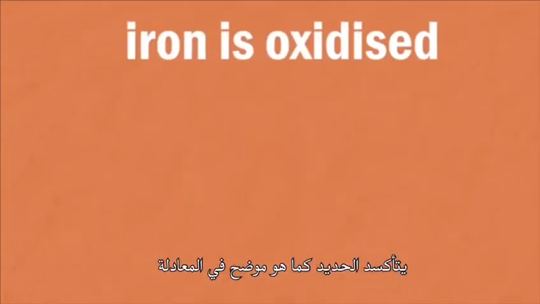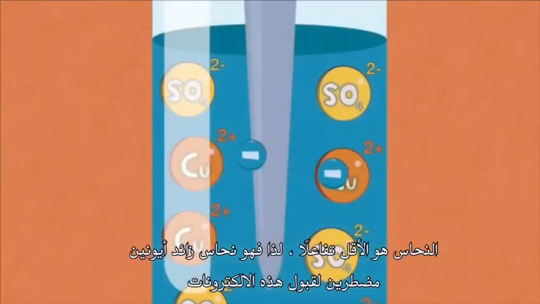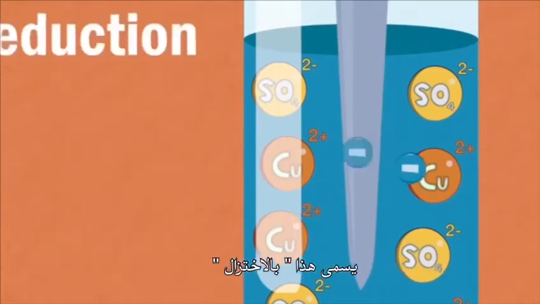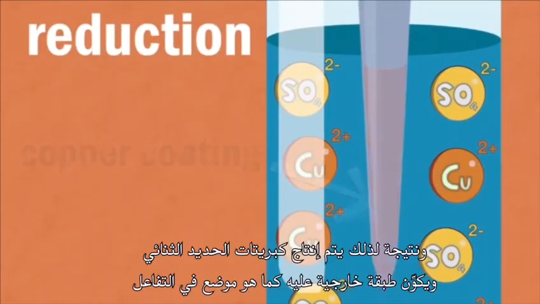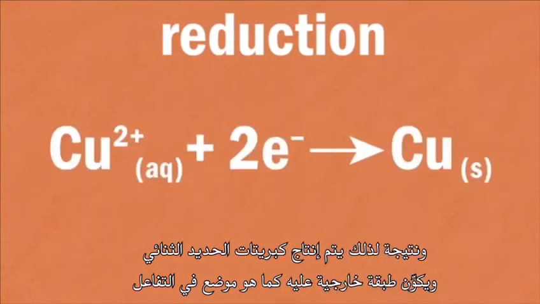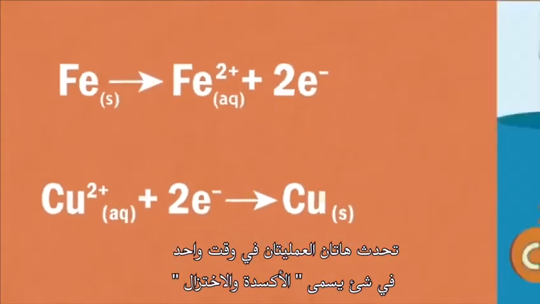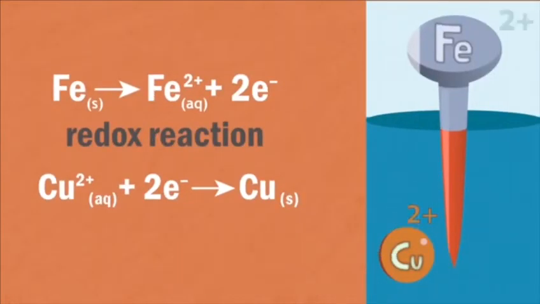The iron is oxidized as shown in the equation. The copper is less reactive, so its copper 2+ ions are forced to accept these electrons. This is called reduction. As a result, copper metal is produced and coats the iron nail, as shown in the reaction. These two processes happen simultaneously in something called a redox reaction.